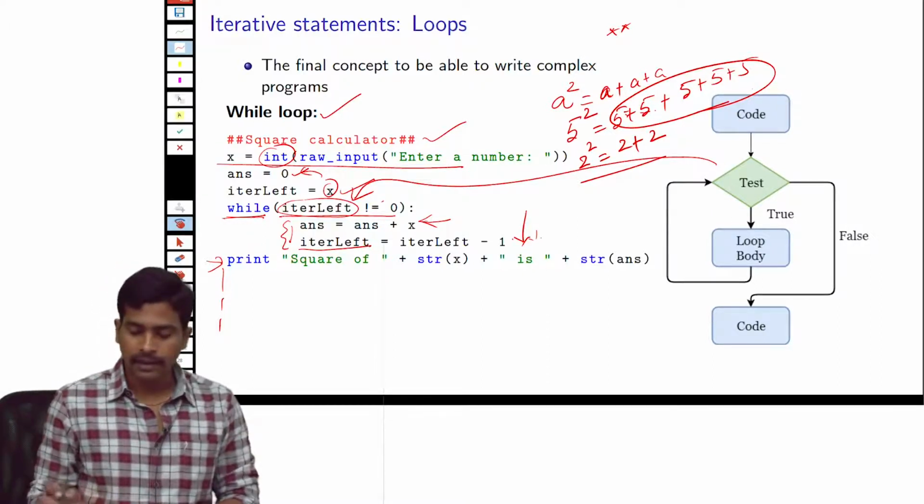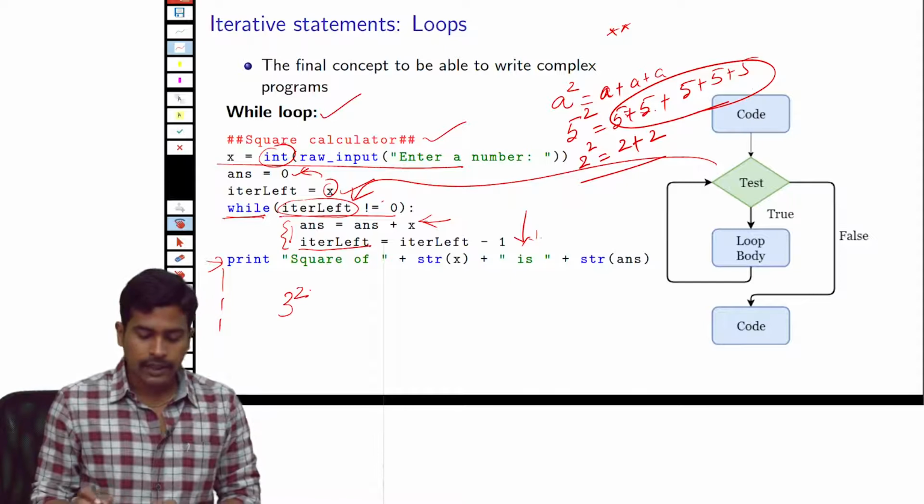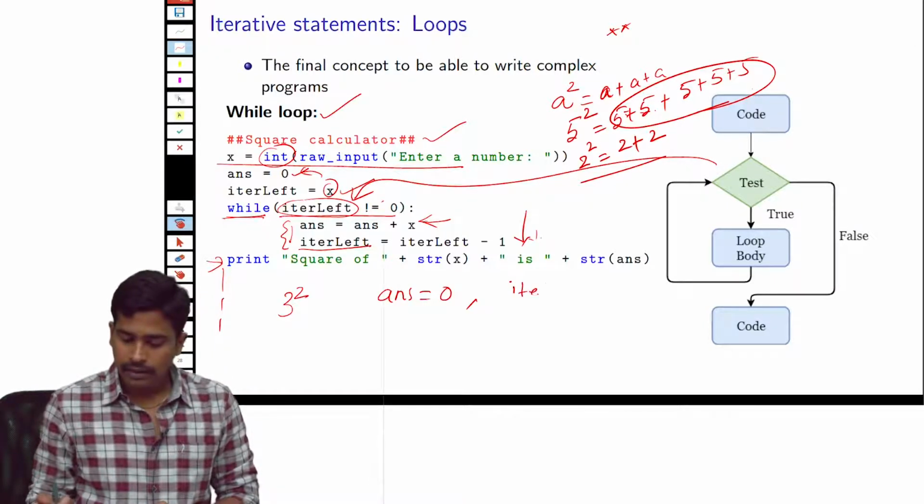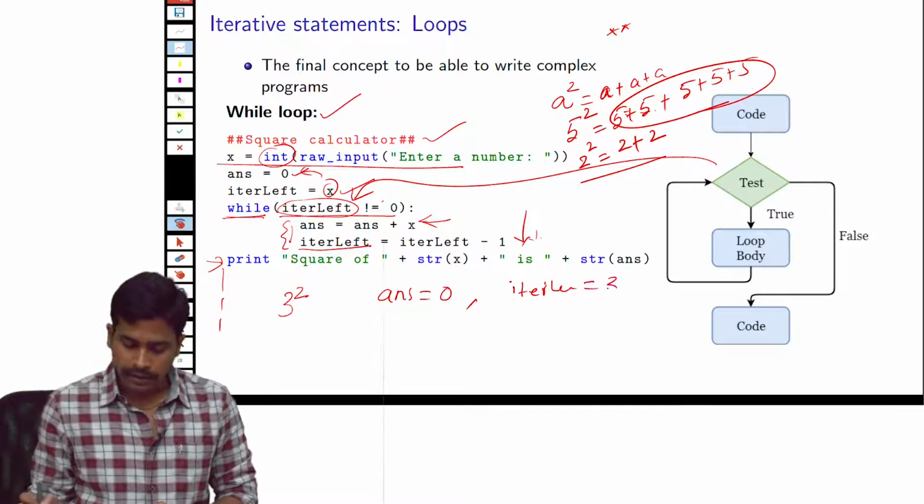So now I will explain in the case of 3 square. Initially we set answer equal to 0 and the number of iterations equal to 3.